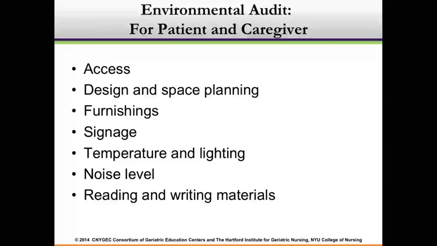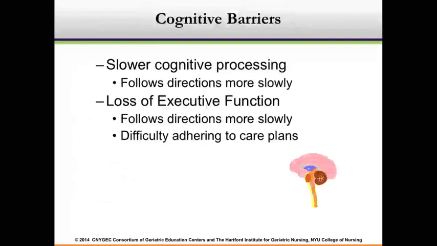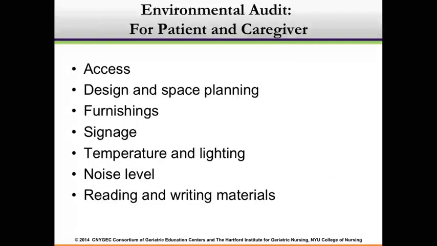Signage needs to be big enough and low enough, not so high up, because many old women are short and they don't look up. Temperature and lighting also: there shouldn't be too much glare, and it should be a little warmer, particularly if they're taking off their clothes. Watch out for the noise level, as I discussed, and make sure you have good reading and writing materials. So that's all about the kinds of things that you need to look for, and tricks you can do if you see patients with these sorts of sensory losses.